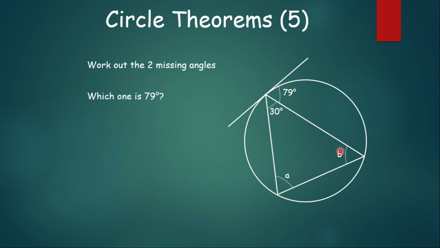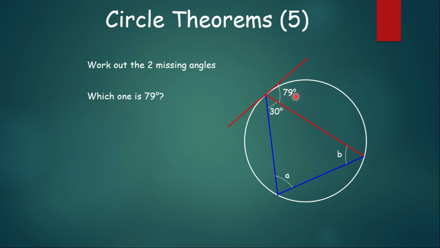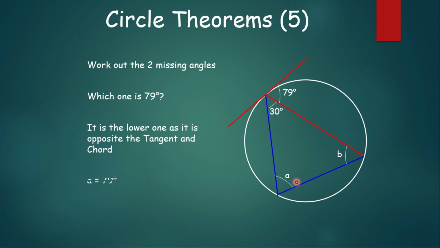Which one is the 79, as I asked earlier on? Highlighting it with the red line, we have the angle formed between the tangent and the chord to be 79 degrees. Now we want to get the alternate segment, which is highlighted by the blue line. So definitely you will know that A is also equal to 79 degrees. Alright, then if A is 79 degrees, what is B? We know here to be 30 degrees, we know here now to be 79 degrees.